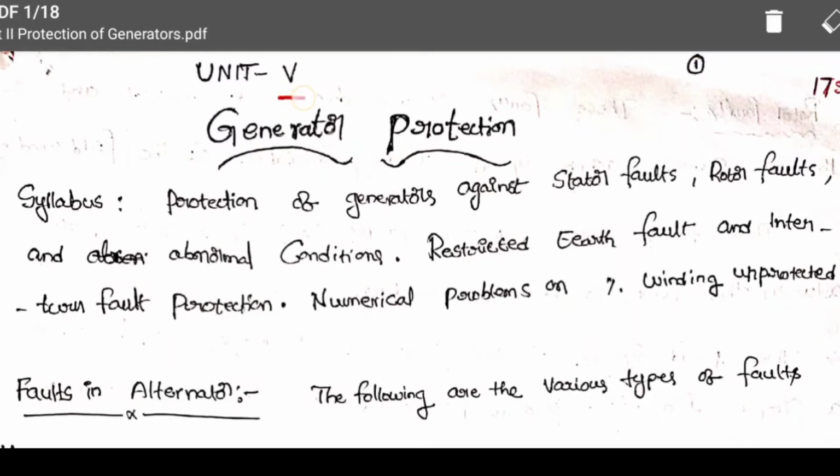Generator protection was unit 5 previously in the switchgear and protection subject. For diploma and BTech it was unit 5 according to the previous syllabus. That is why it is unit 5. Protection of generators against stator faults, rotor faults and so on was the syllabus previously. Already we discussed the syllabus.